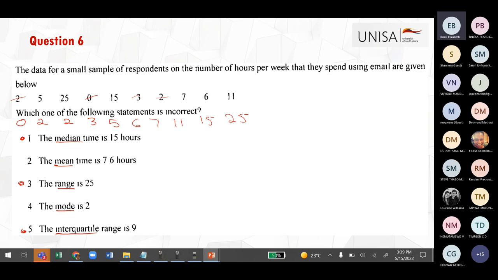It's sorted now. Let's go find the median by finding the position first. How many are there? 1, 2, 3, 4, 5, 6, 7, 8, 9, 10. So 10 plus 1 divided by 2. 11 divided by 2 is 5.5. So 1, 2, 3, 4, 5.5. It's between 5 and 6. Yeah, 5 and 6 divided by 2.